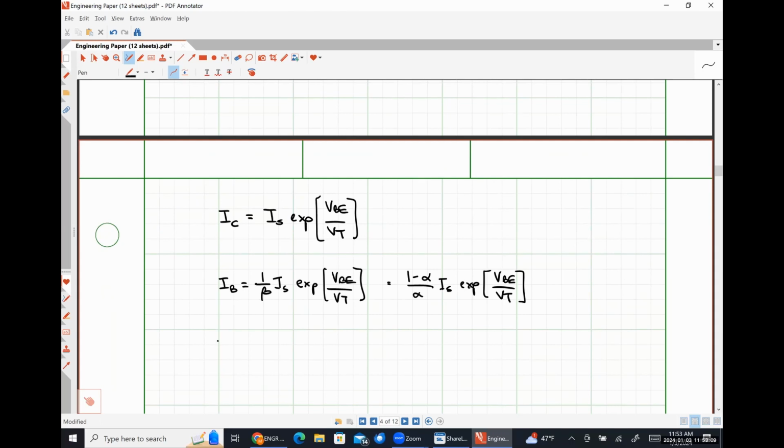And then our emitter current, IE, is beta plus 1 over beta IS EXP VBE over VT, or in terms of alpha, 1 over alpha IS EXP VBE over VT. Oh my goodness, the allergies are bothering me so much.